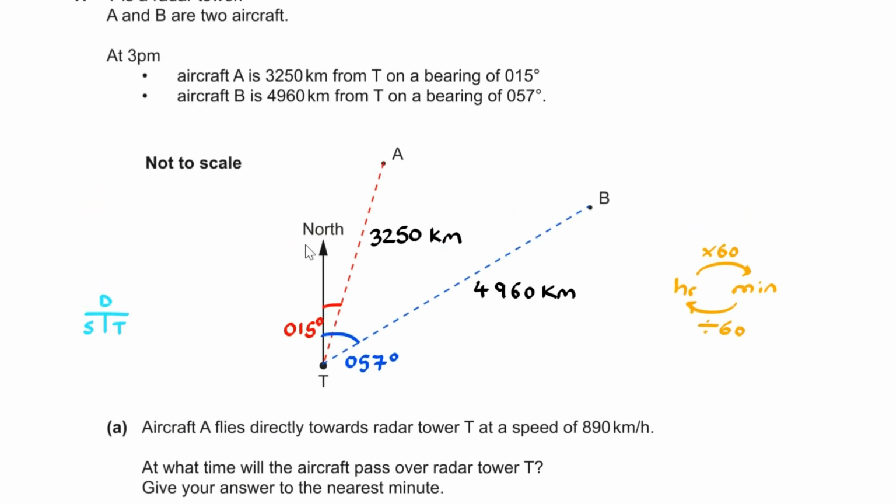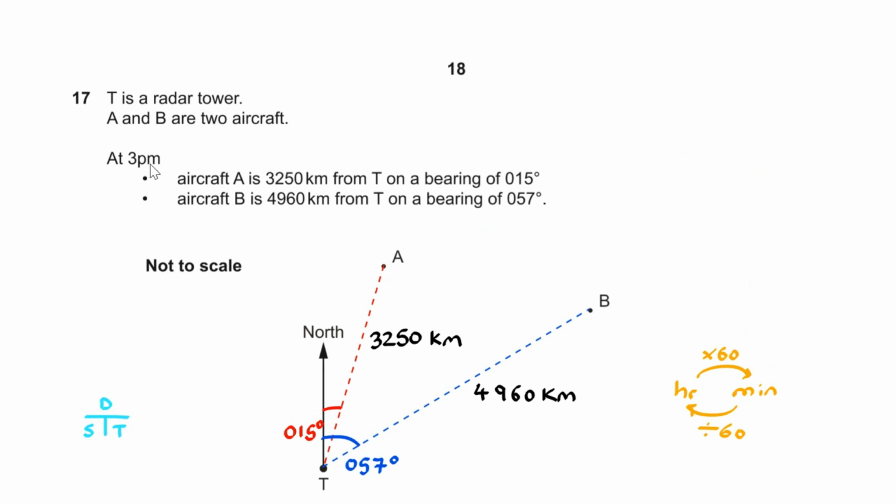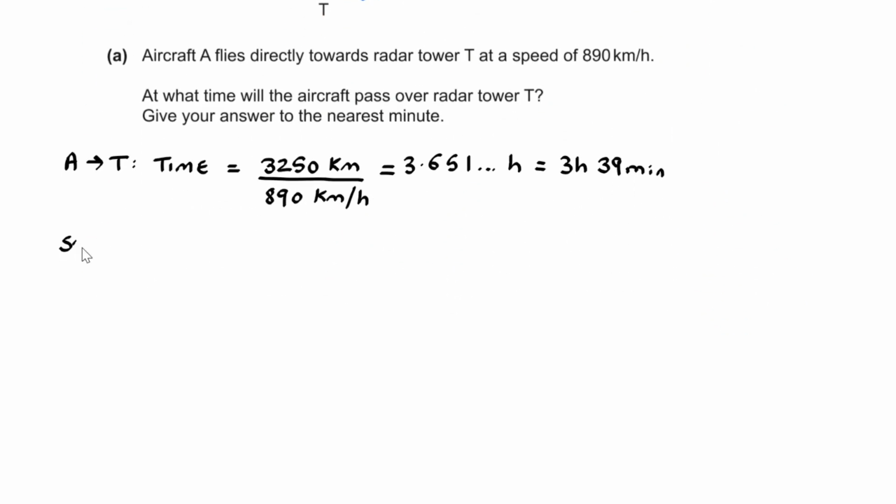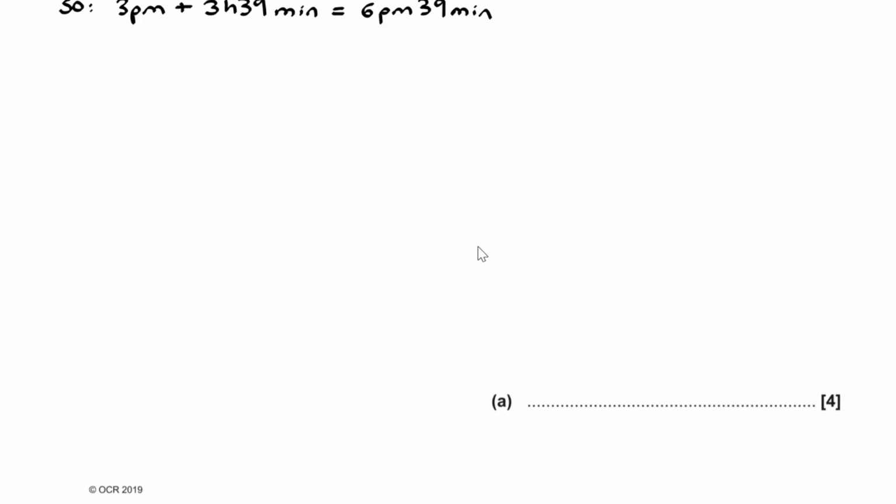So from 3 p.m. we're adding on 3 hours 39 minutes. So we've got 3 p.m. plus 3 hours 39 minutes. We get 6 p.m. and 39 minutes. So therefore the time will be 6:39 p.m.